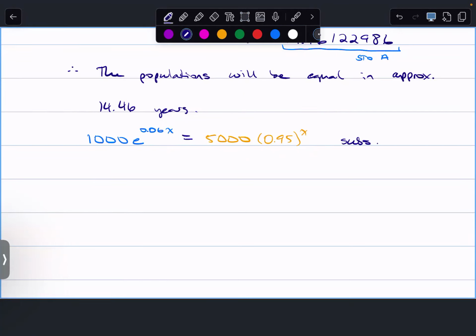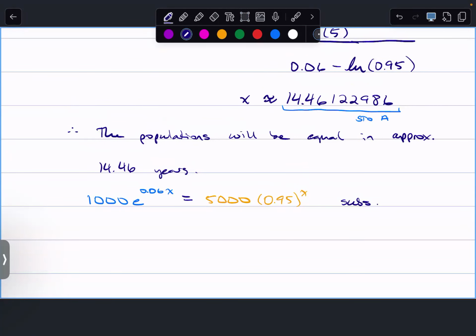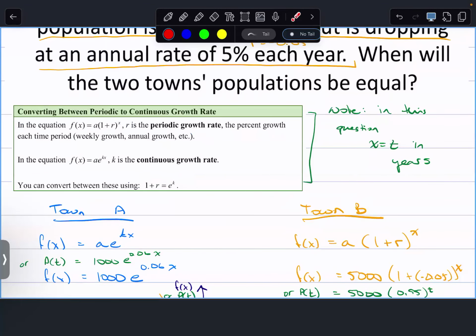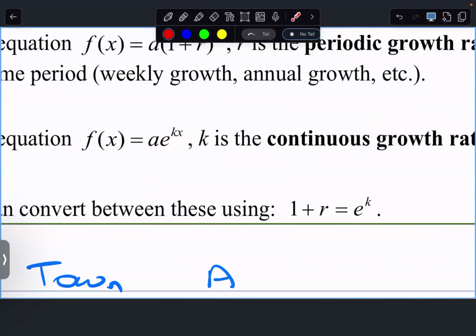Why is it 1,000 times this one here, and the base is not 1.06? Oh, because in this equation, K is the continuous growth rate. The growth rate was 6%, and so K is going to be 0.06. Unlike here, usually we do 1 plus R, but it's just the rate.